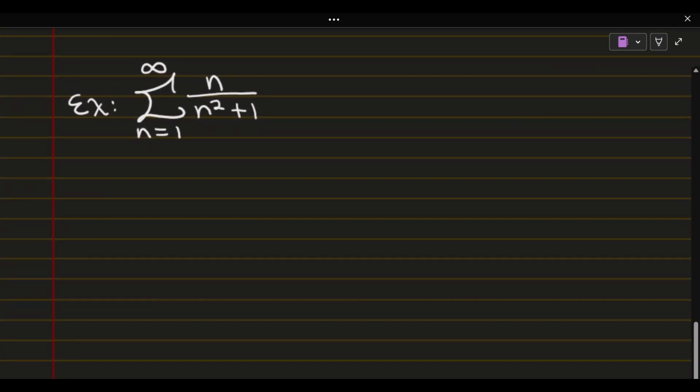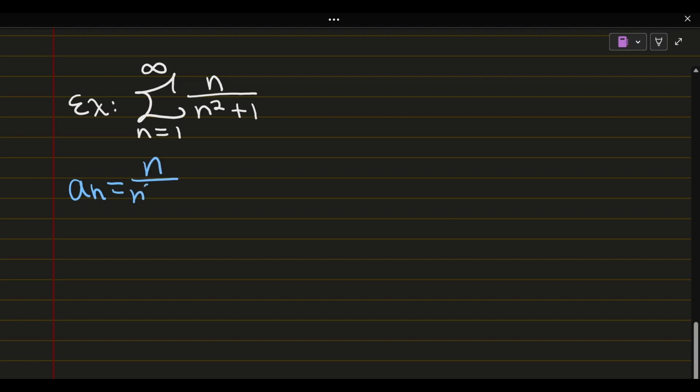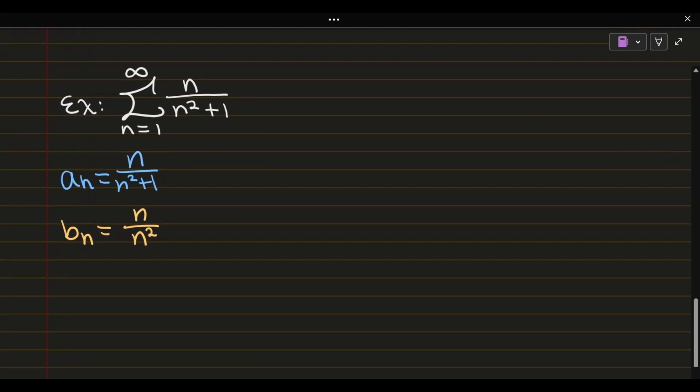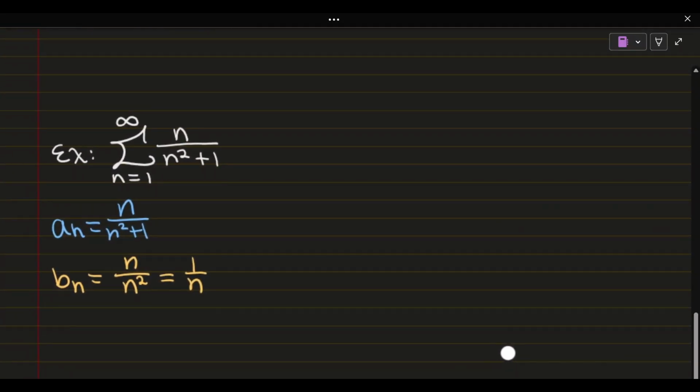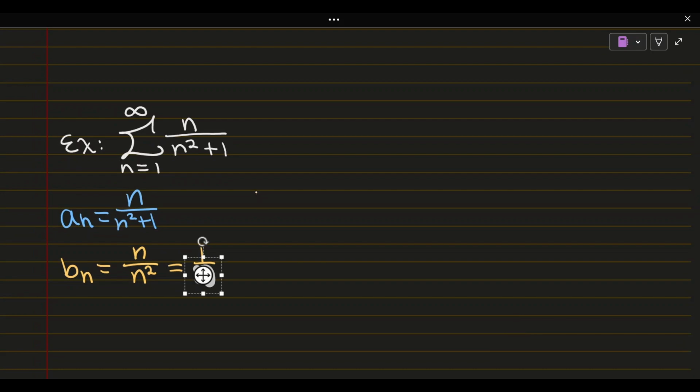So n over n squared plus 1. So an, we're looking at n over n squared plus 1. I feel like a fair comparison would be bn equals n over n squared, right? So pretty close. So let's do our simplification here and write this as 1 over n. Okay. So yeah, let's do this comparison. And for the limit comparison, what we care about is the limit of the ratio of an over bn. So let's take a look at that.